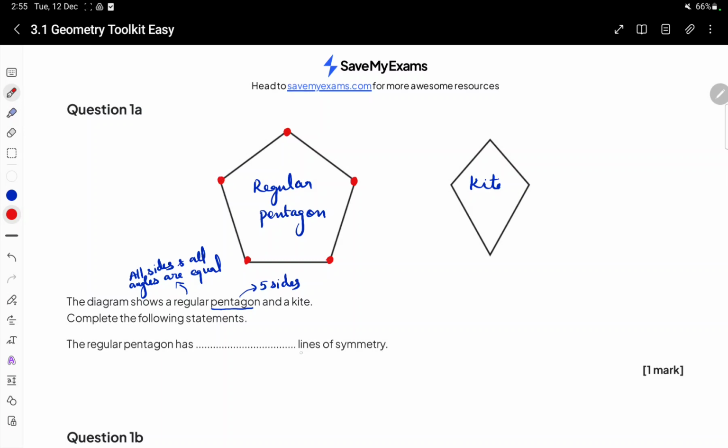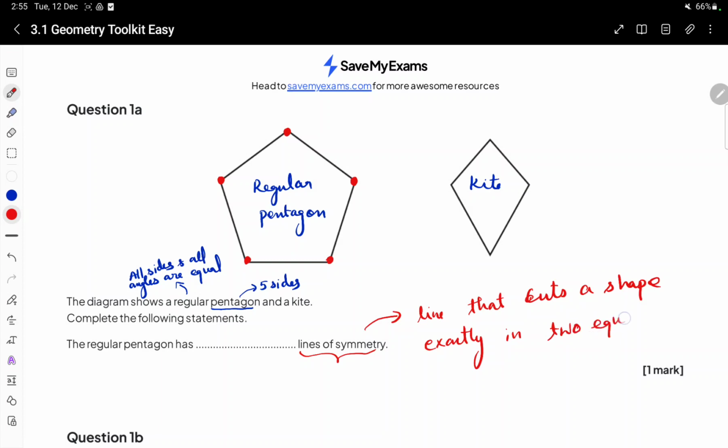First I will tell what lines of symmetry are. A line of symmetry is nothing but a line that cuts a shape exactly in two equal halves. So it is the line of symmetry.